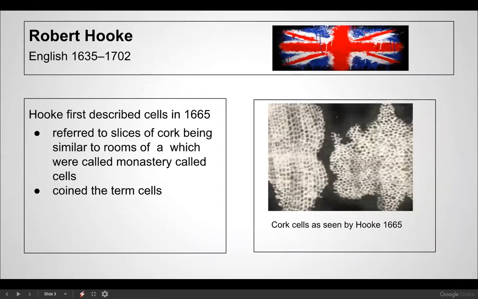The next gentleman who played a role in cell theory here was Robert Hooke. He was able to see cork cells underneath a microscope. And if you look at the picture on the right, what you see is a cross-section of a cork, and all the little boxes or little channels inside, he called them cells, all right? And that's what monks lived in, a monastery, and that's what he attributed the similarities to.